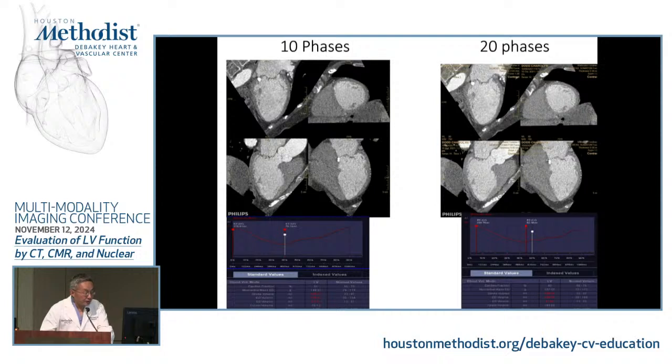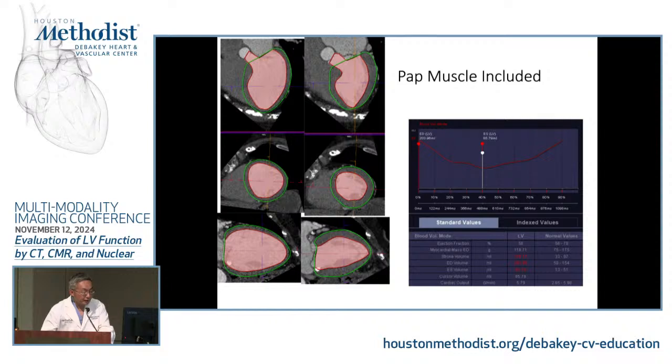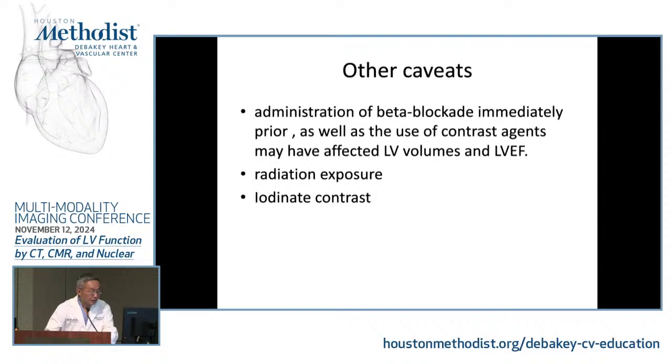Okay, unfortunately I cannot play the videos, but 20 phases give you a little bit more accurate EF, and then papillary muscle excluded and included. Again, this is mostly for research purposes. Clinically, it doesn't make a whole lot of difference if you include or exclude the papillary muscle. Other caveats: most of the time we use beta blocker, maybe not for valve cases, right? So if you really want to look at the coronaries and EF, if you give beta blocker, it might depress the EF a little bit.